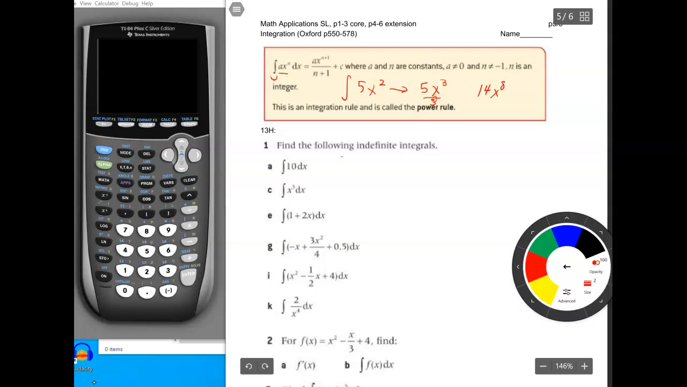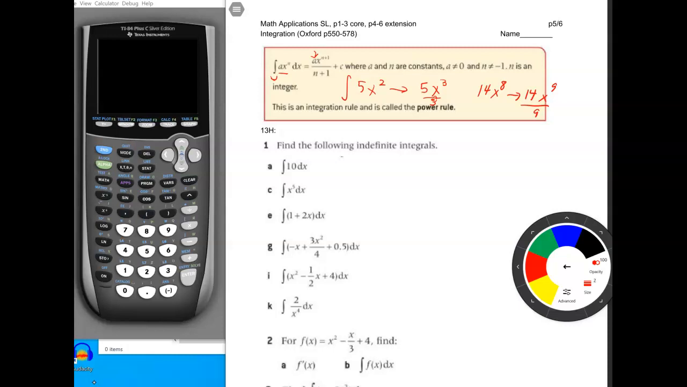Okay, so let me give you a more complicated one: 14x to the 8th. So if I have this, again, I just leave the 14 there. That's what it says, to leave the a there. And then I take the x exponent, which is 8 in this case, I add 1 to it, and I get 9, and then I just copy the 9 down here. Okay? It's called the power rule.